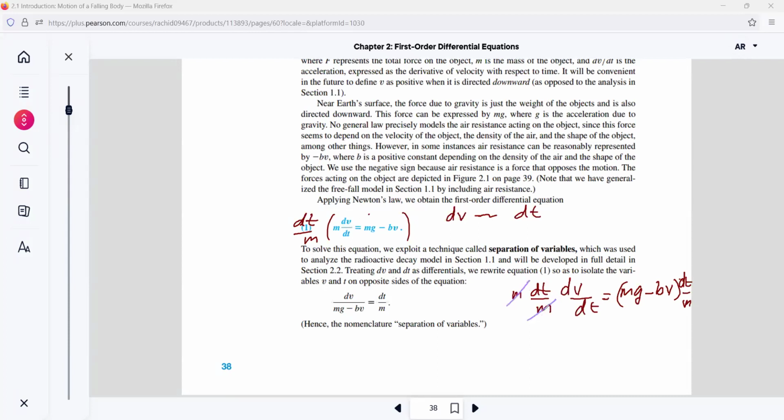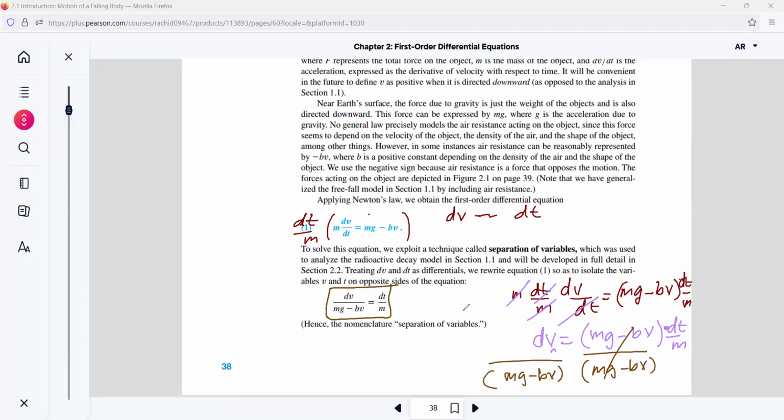And as you see, that's the goal. And here we just end up with dv equal (mg minus bv) dt over m. And as you see, this has a v and this has a v. So let's divide both sides by mg minus bv. And that's going to give you this step here.